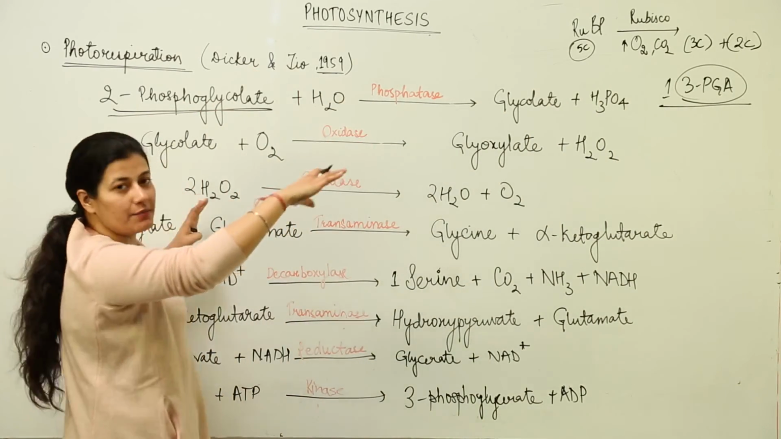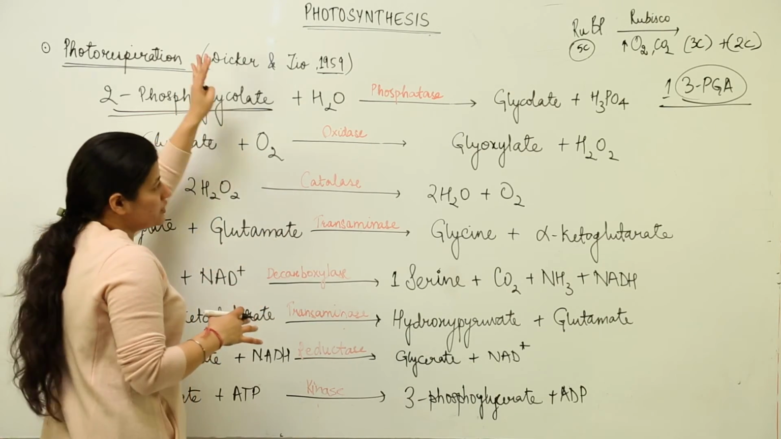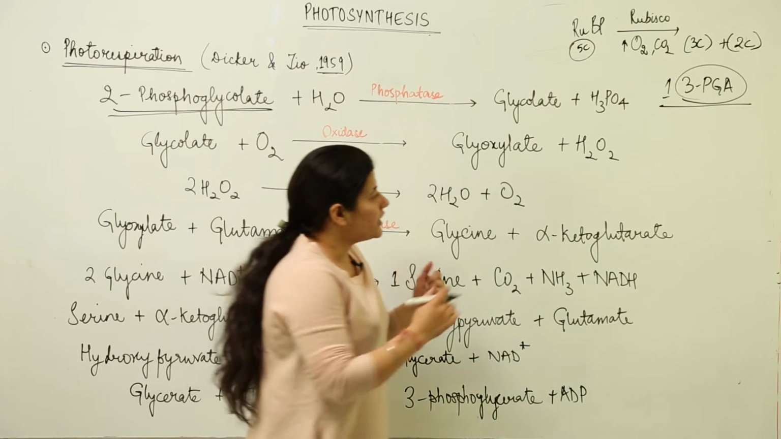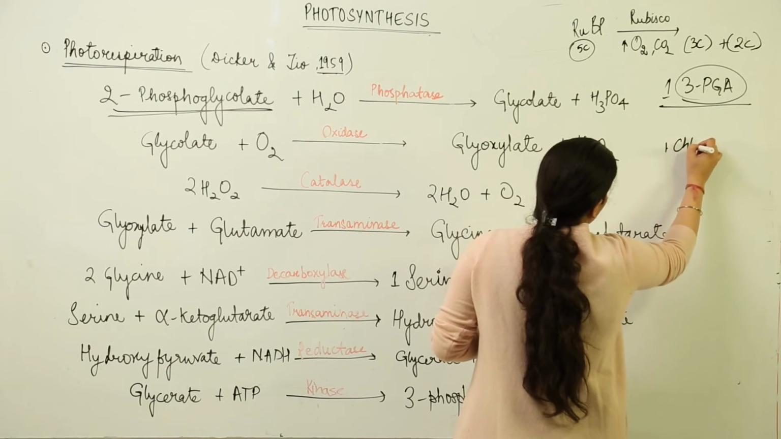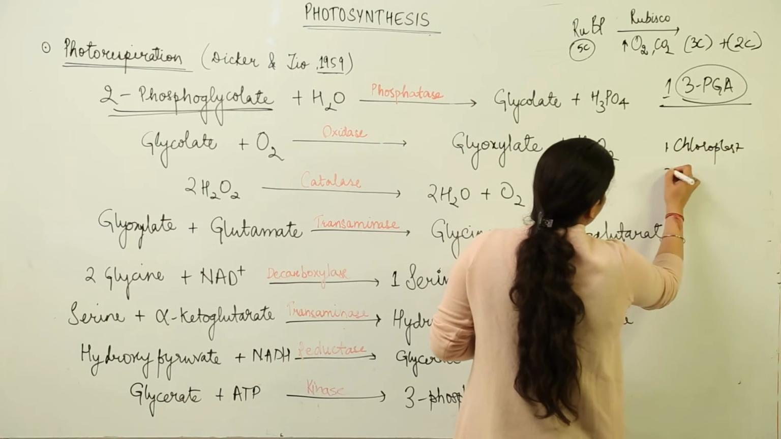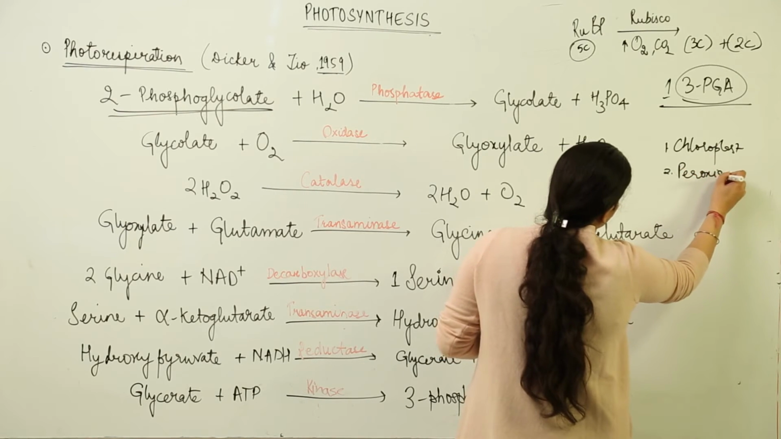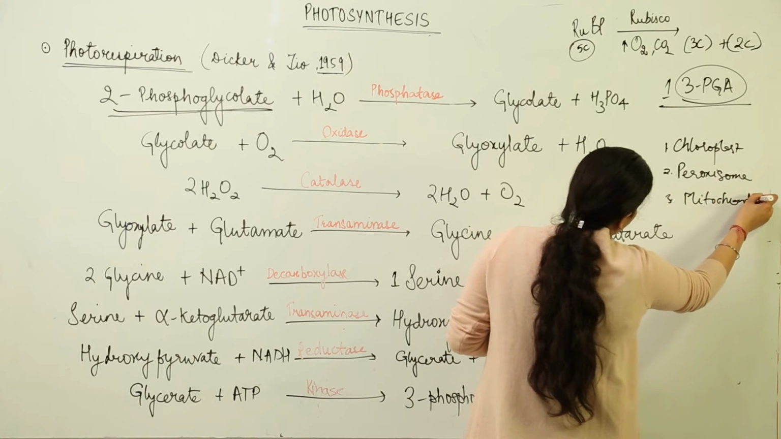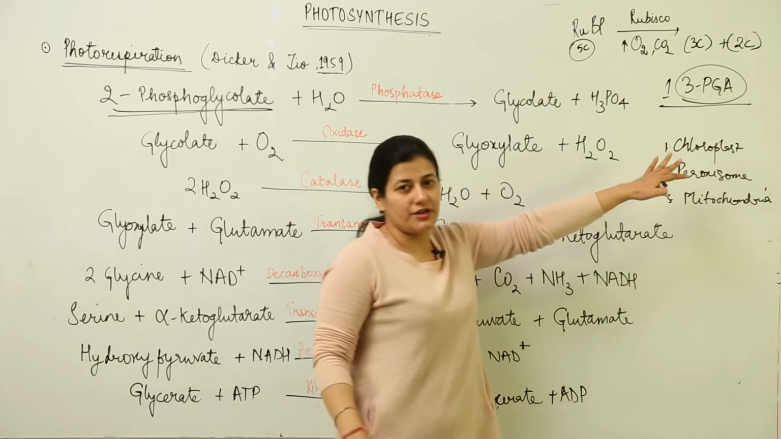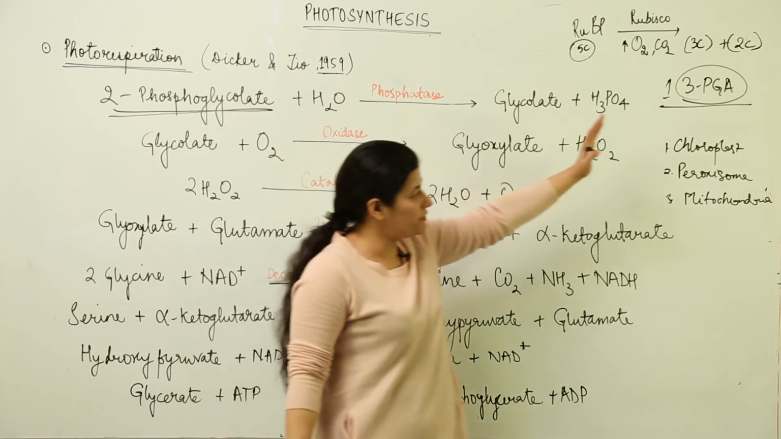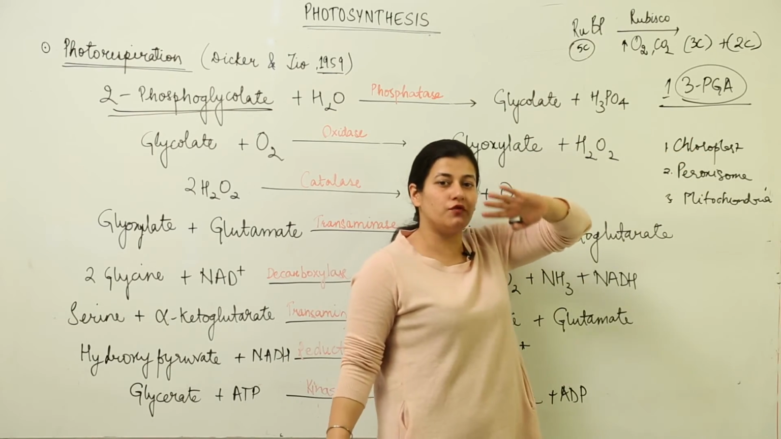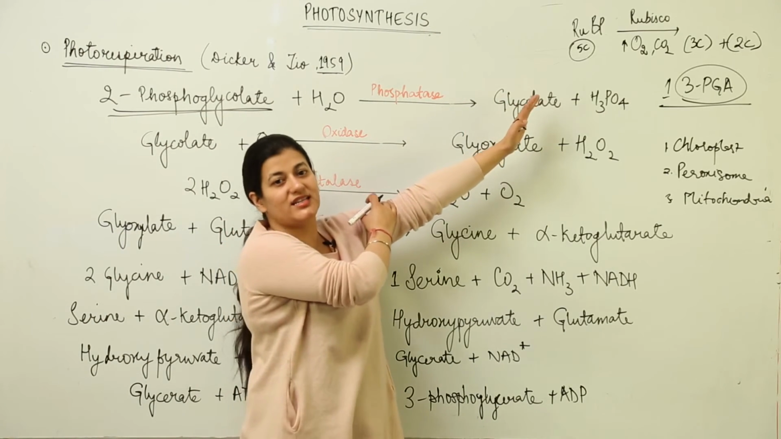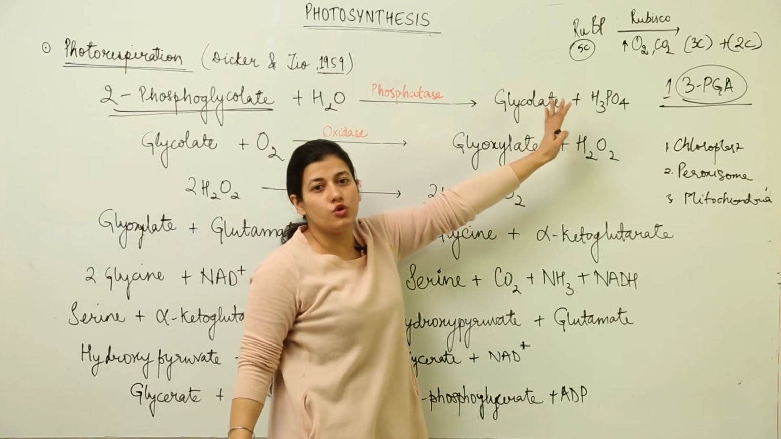Now this reaction is taking place in chloroplast. This photorespiration takes place in 3 different cell organelles. First is chloroplast, second is peroxisome, and third one is mitochondria. Now as you can see, the first reaction where this Rubisco was available has to take place in chloroplast. In chloroplast, the phosphoglycolate that is being formed combines with water and forms another compound, that is glycolate. Now this glycolate would move to peroxisome.